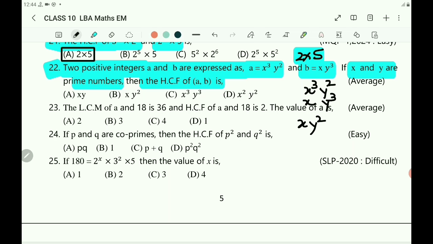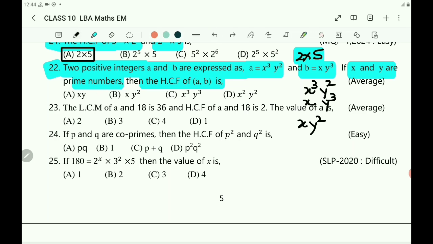In both the factors x and y are there, and we have to take the lowest power. Out of x cube and x we have to take x. Out of y square and y cube we have to take y square, because 2 and 3 are the powers. Lowest power 2 we have to take, therefore we have to take y square. So what is the answer here? xy square. It is there in option B.